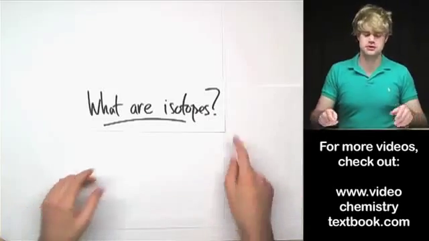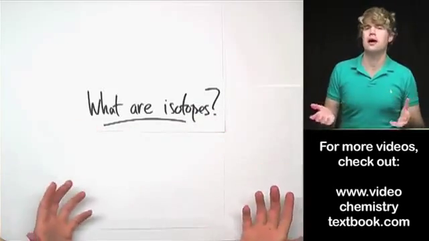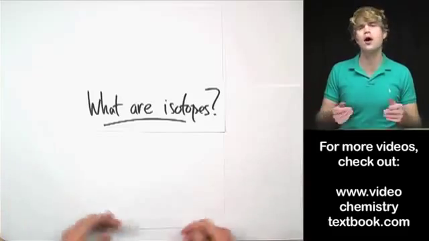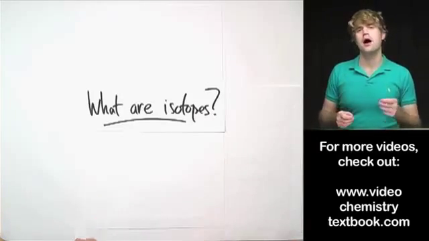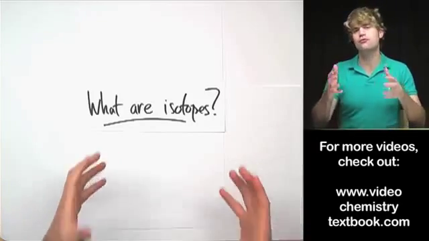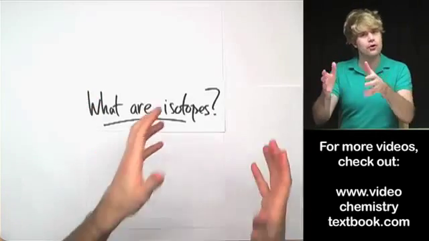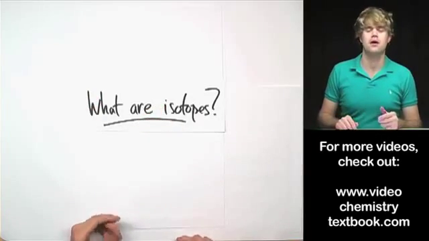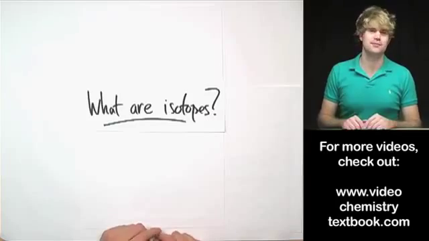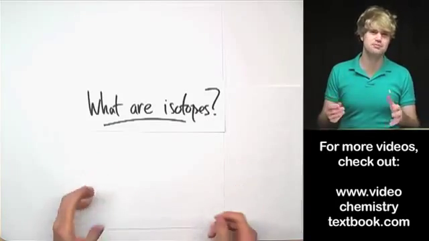What are isotopes? Isotope is a word that gets thrown around in chemistry a lot. So what are they? Really quickly, isotopes are different versions of an element, or different versions of a certain kind of atom. This can be a tricky concept though, and a lot of people get confused by isotopes.